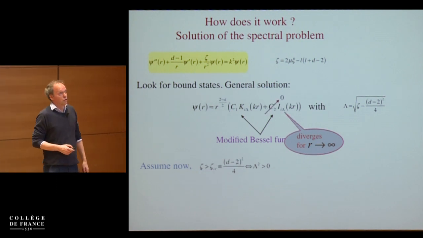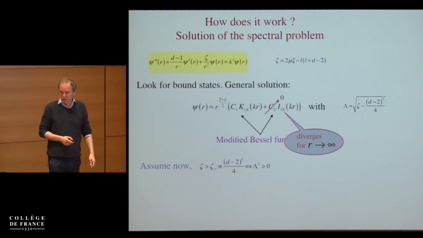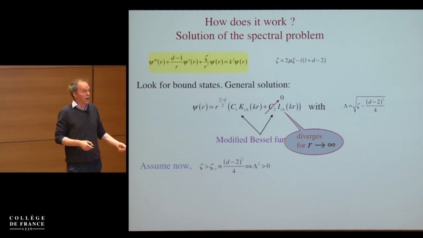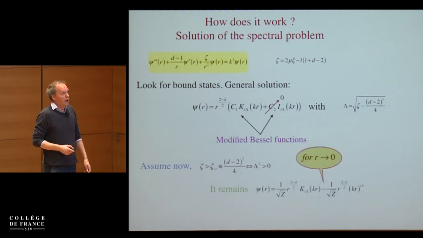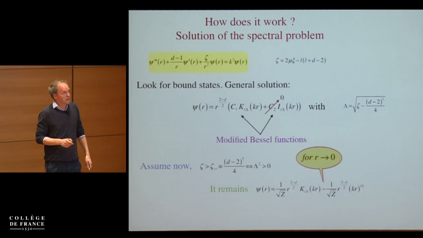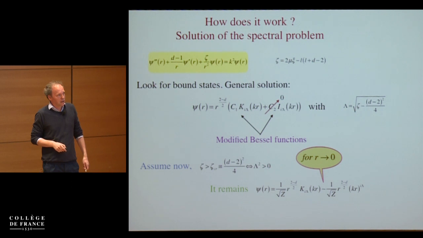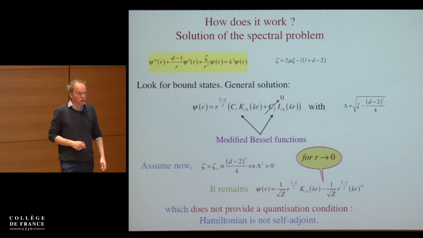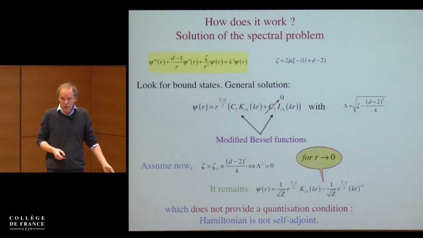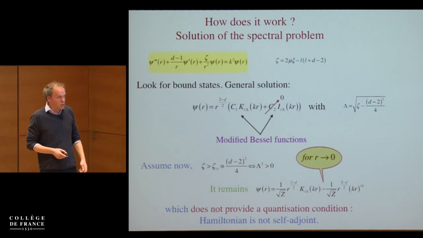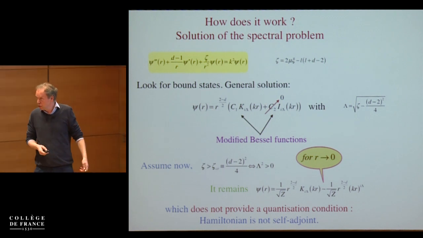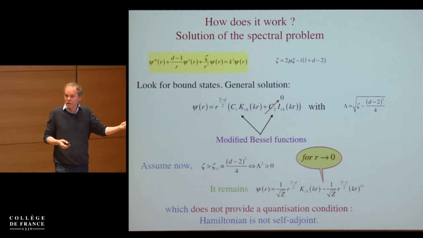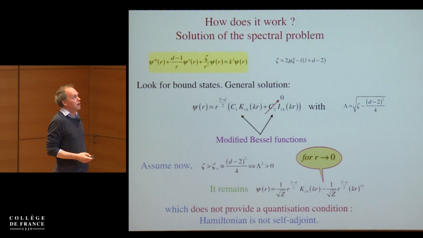Therefore, we need to take this parameter C2 to 0 in order to have normalizable wave functions. And what remains is only this part. And this part, close to 0, behaves like a nice power law, something like this. And therefore, if you want to use this in order to get a quantization condition, you cannot. And this is just a way to say that the Hamiltonian is not self-adjoint. You cannot get a good quantization condition out of this.